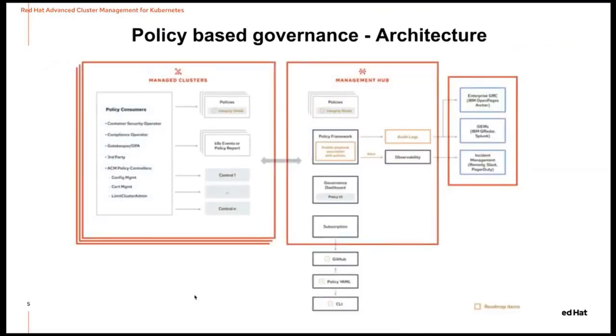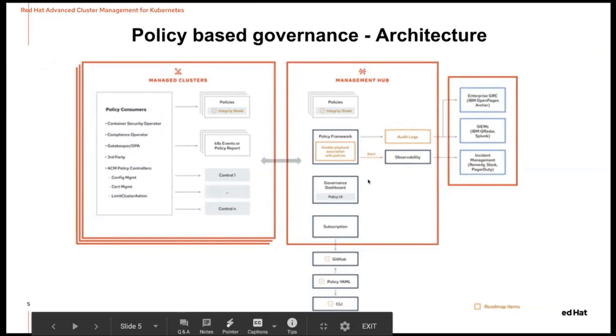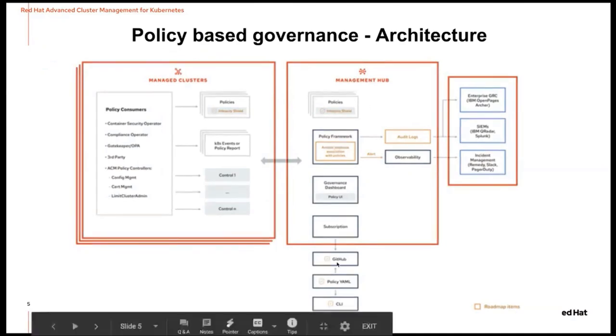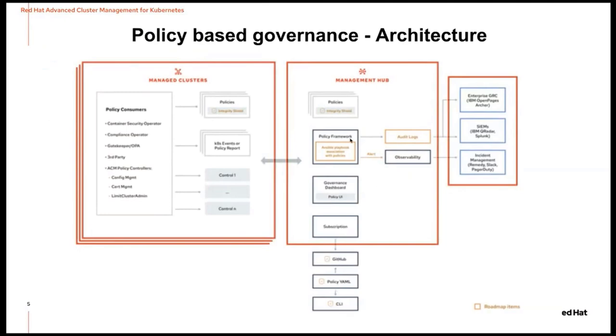So based on this terminology, here is the overall architecture. As you can see here on the management hub, this is where the policies are defined. And as I mentioned, it can come through from Git, or through the UI or CLI. And then from here, it gets distributed to the managed clusters. Then here you have the various policy consumers. These are essentially the policy enforcement points that I talked about. And then these results are collated back, so you have everything available in a central manner.